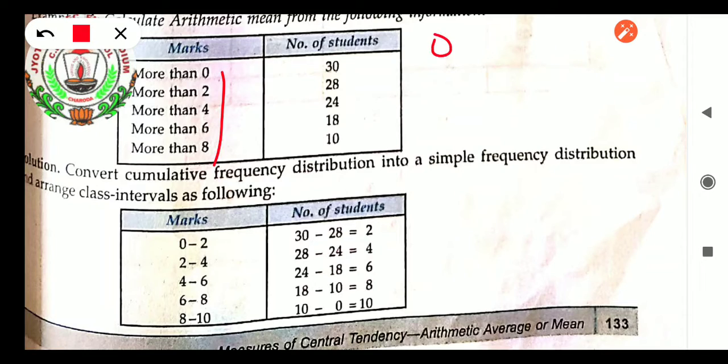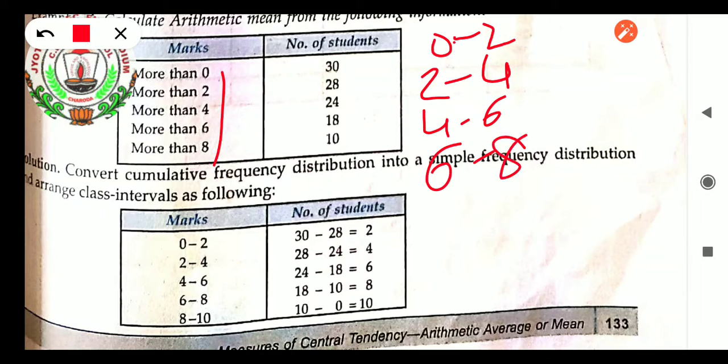So here, first of all, the classes: 0 to 2, 2 to 4. What is the difference? A difference of 2 is there. So the classes will be 0 to 2, then 2 to 4, 4 to 6, 6 to 8, 8 to 10. This will be the class. First of all, the classes must be made. You have made the classes. Number of students you can see there.